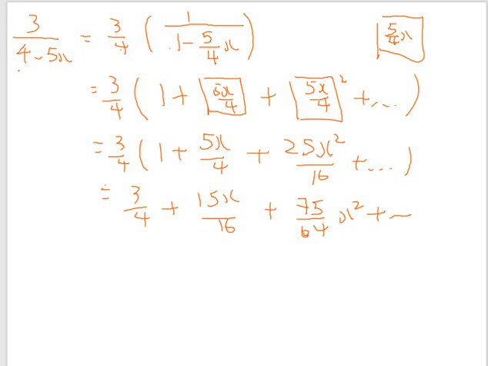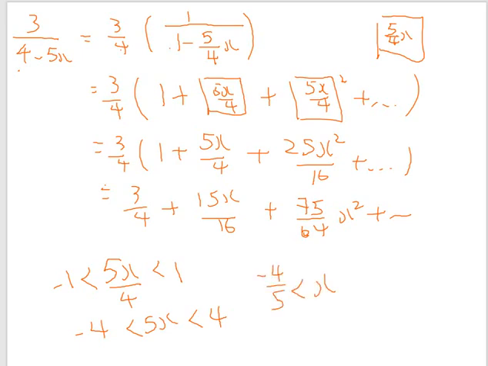And you're supposed to find the range of values of x for which the expansion is valid. So you use 5 over 4 x, right? So that means you need 5x over 4 between minus 1 and 1. You multiply by 4 first. 5x between minus 4 and 4. So x will be between minus 4/5 and 4/5. That will be the range. And this is the expansion.